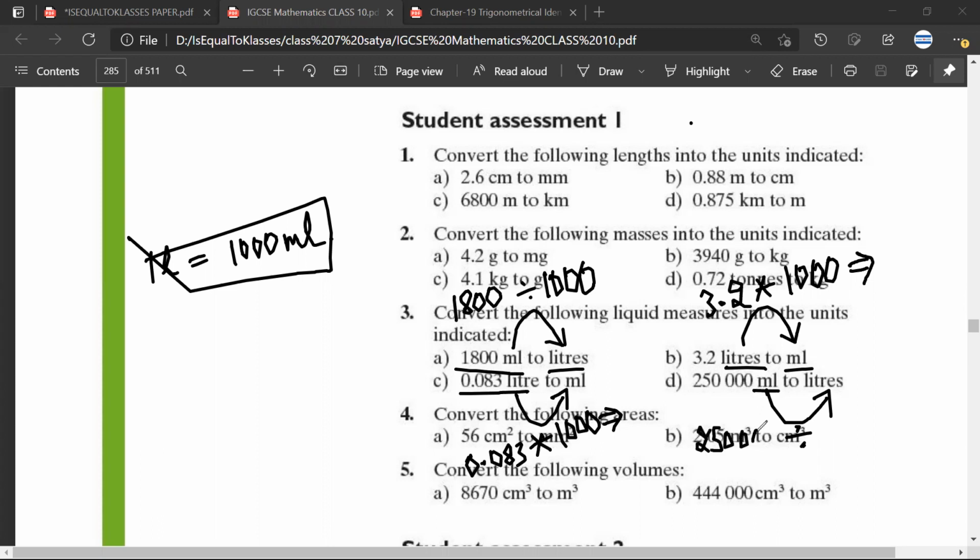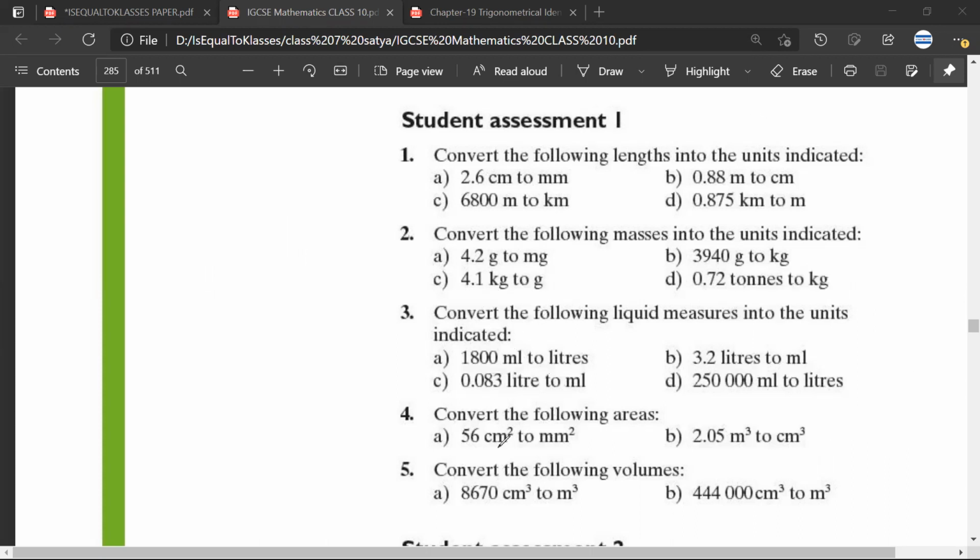250,000 ml to liters. What should I do? Divide. We have divided by 1000. Shabash. So it would be 250 liters. Sarthak, any doubt? No, sir. Great. So here also, a lot of students face a lot of problems: area and volume.